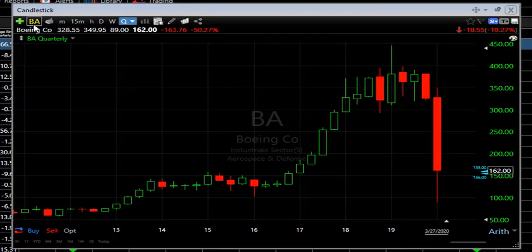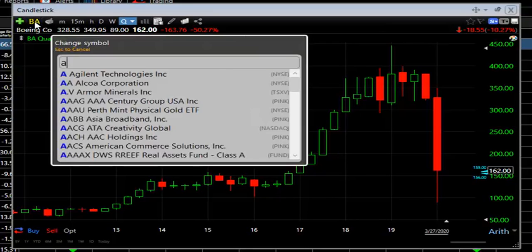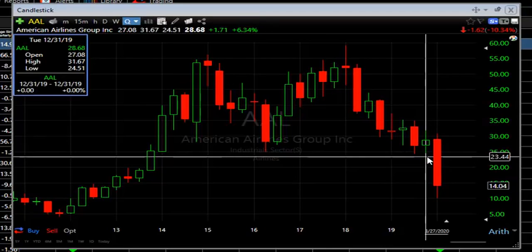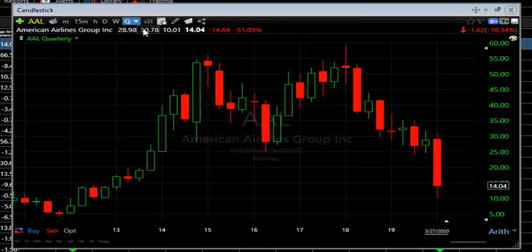If you go to the airlines, why would we know about the airlines? Because of the reversal in the transportation index on the yearly, right? This is an inside quarter continuation down in American Airlines, below 24.51.